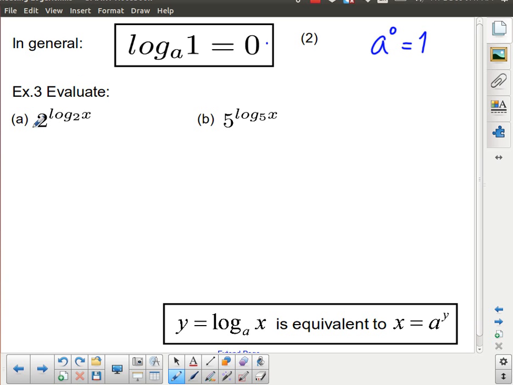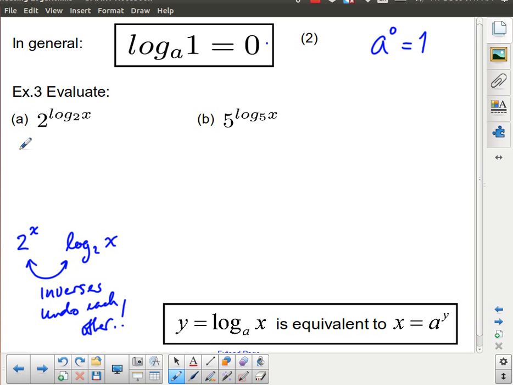Okay, now evaluating this one. Now this one's interesting. There's two things we can do. There's an easy way and a more difficult way to do this one. The easy way is if you understand this idea of functions and their inverses. Here I have 2 to the power something. Here I have log base 2 of something. These 2 to the power and log base 2, these are inverses. And inverses undo each other.